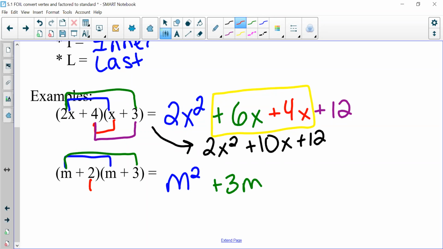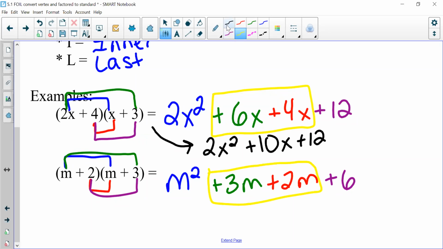What about my next term? 2m. Very good. And what about my final term? 6. Very good. 2 times 3 is 6. All right. What's my final simplified form for this equation? 5m. So m squared plus 5m plus 6. Very good. m squared plus 5m plus 6.